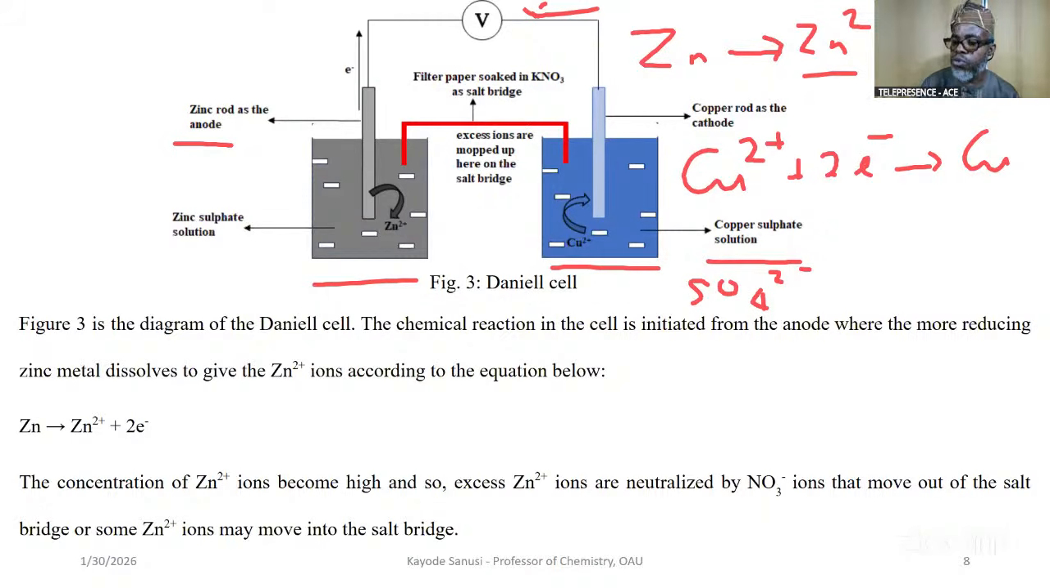Because it is the one that will release the electron, it is the one that will be the anode. Any electrode that will release the electron will be the anode. Any one that will take up the electron released by the anode will be the cathode. So for you to be able to know this, you must familiarize yourself with your electrochemical series. I hope that clears it.